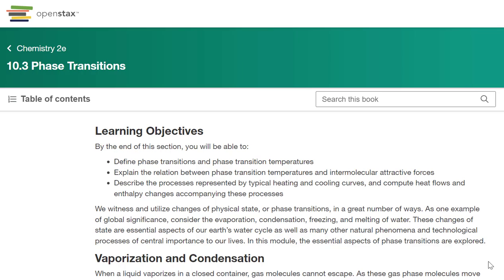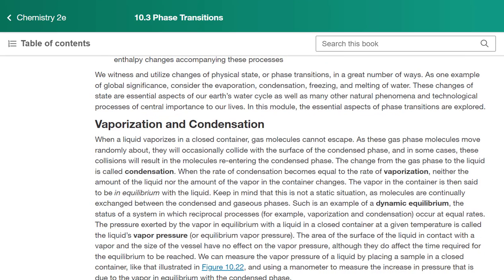So for this particular video, the learning objectives are to define phase transitions and phase transition temperatures, and also explain the relation between phase transition temperatures and intermolecular attractive forces. The last learning objective will be covered in a separate video. So let's get started with this.